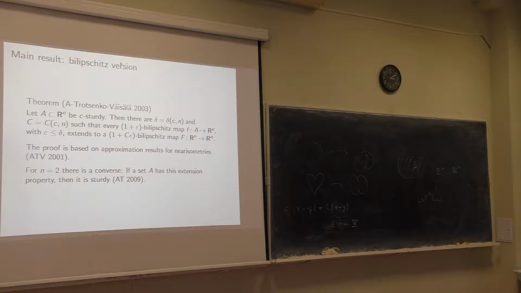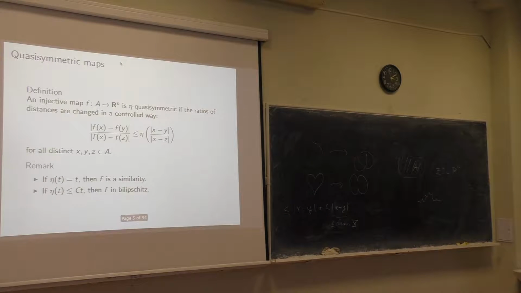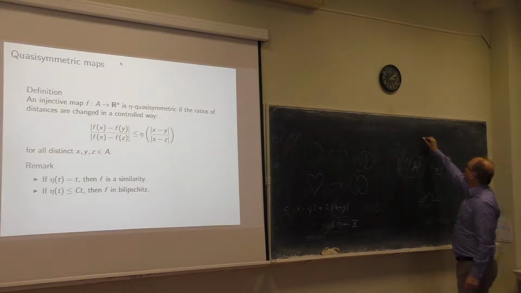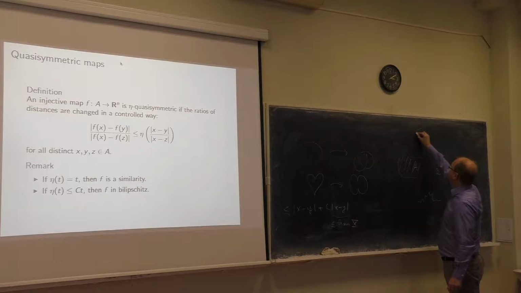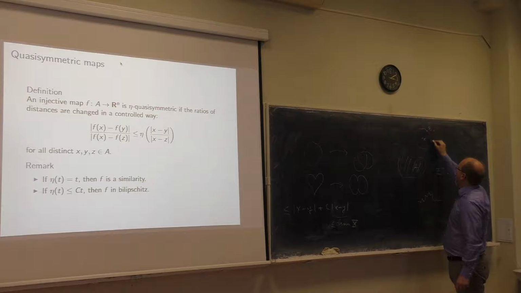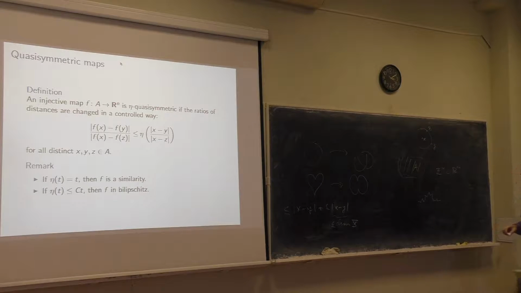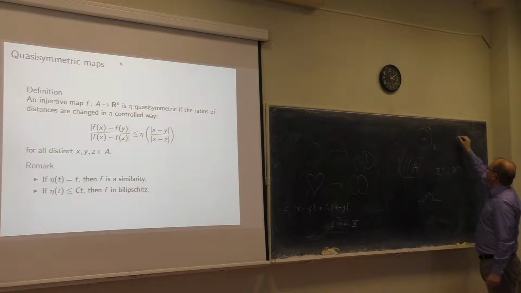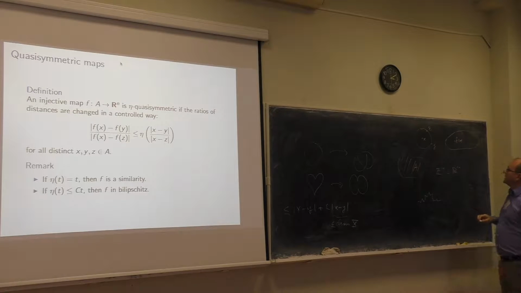Okay, so this is for bi-Lipschitz maps, and then I want to present similar results for quasi-symmetric maps. So we need some definition. It looks a little bit strange if you have not seen it before, but I think one easy way to think about it is that we have x, and then we have some points z and y in some sphere around x, and we look how the map F maps these points.